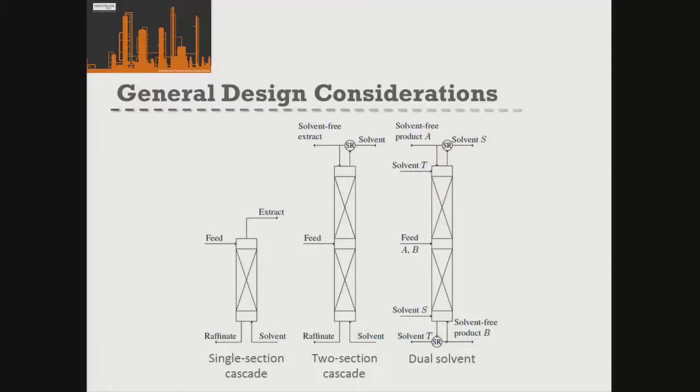So in that case, you would add your feed, but you see that that's actually a different position to where you get your extract from. And you would actually have a reflux of your solvent passing through the system. Okay? So next week, we'll have a look at how you might go about designing this 2-section cascade system. Okay?